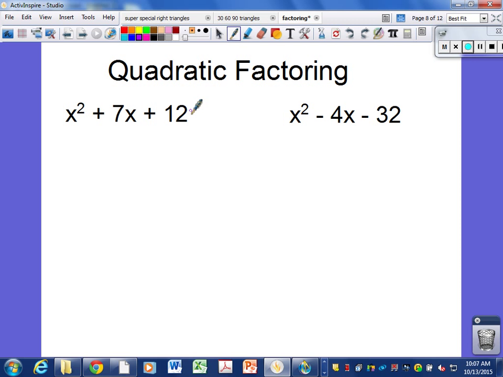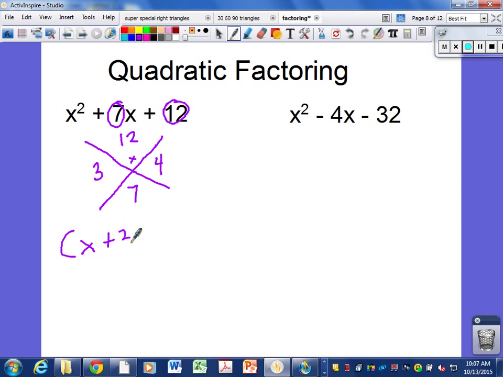So here's some very simple quadratic factors. This is how I've taught my kids for years. Make an x. What numbers multiply to give you 12 and add to give 7? And that is, of course, 3 and 4. 3 times 4 is 12. 3 plus 4 is 7. So your factors are x plus 3 and x plus 4. Okay? So, very easy, I think, with normal quadratics.